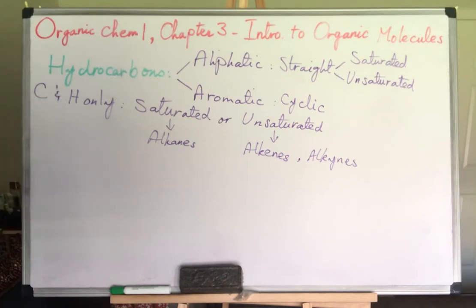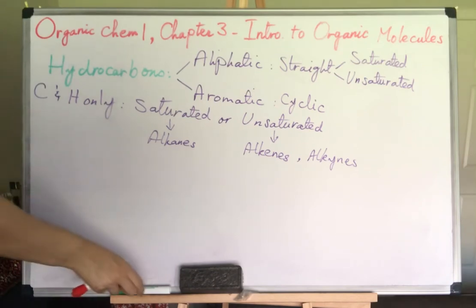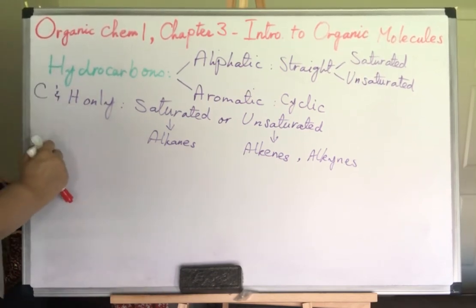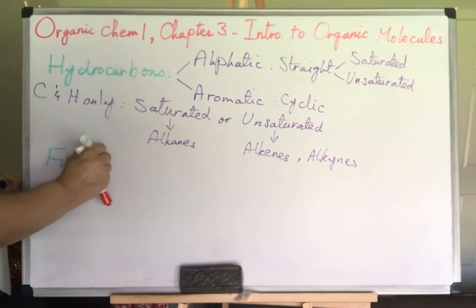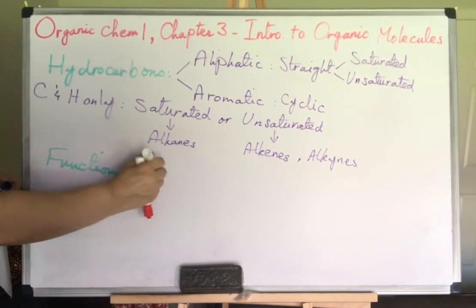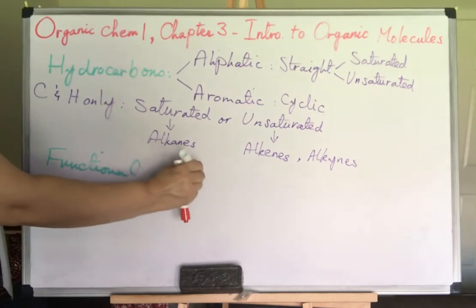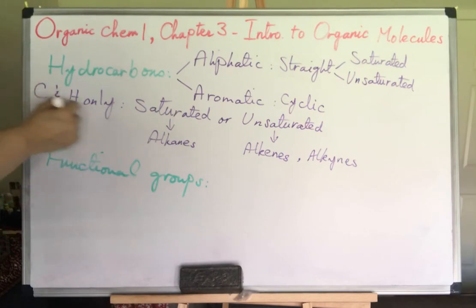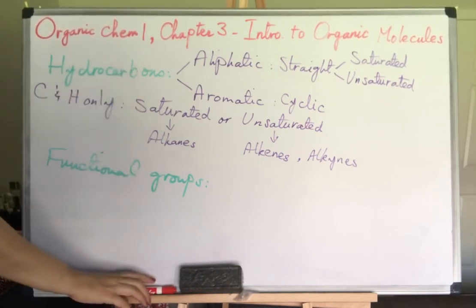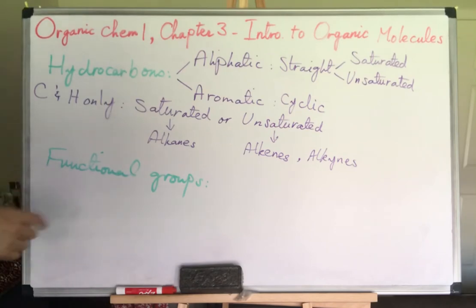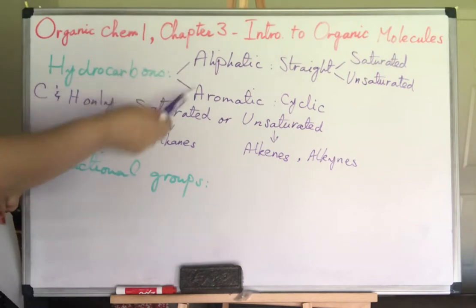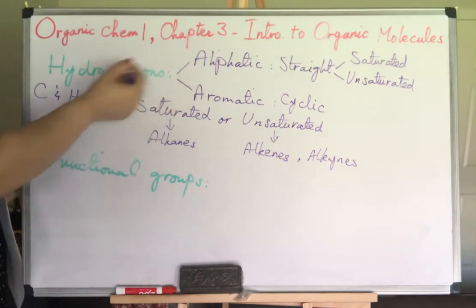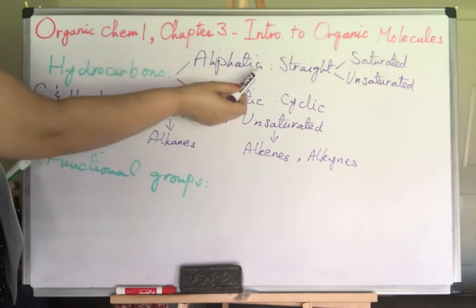The first thing we need to know is the difference between hydrocarbons and functional groups. So let's see what are hydrocarbons. As their name says, they are composed of hydrogen and carbon only, and they can be straight chain that we call aliphatic. So get used to these terms. Aliphatic hydrocarbons are straight chains.